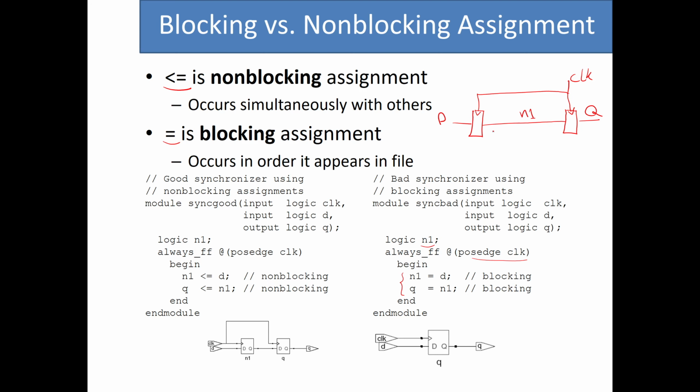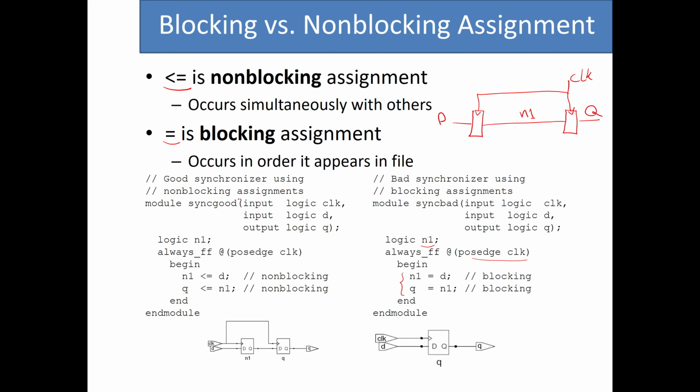The reason this happens is that we are using blocking assignment. When we use blocking assignment between these two lines, it basically tells SystemVerilog to first execute this part and then execute this part. While for the synchronizer example, as soon as the edge of the clock happens, these two work simultaneously. So that's why we need to use non-blocking assignment to have the functionality that we want for the synchronizer.